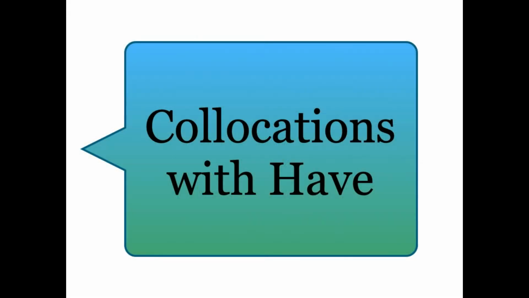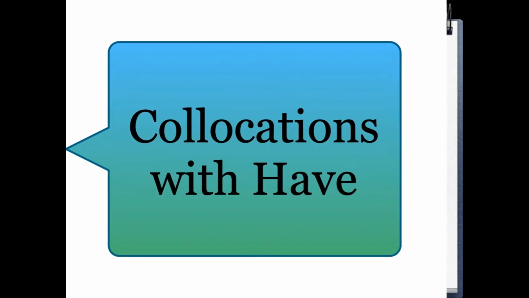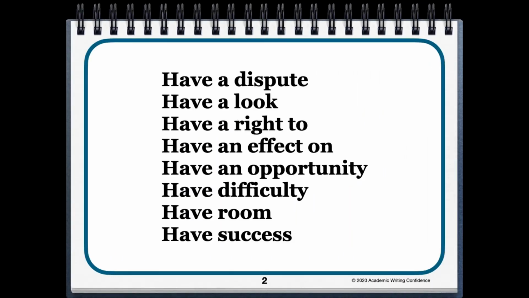There are several collocations with the word have that are useful in academic writing. Have a dispute, have a look, have a right to, have an effect on, have an opportunity, have difficulty, have room, have success. These are a few collocations with the word have that you can use in your writing. Let's look at each of these and put them in a sentence or two to help you learn how to use them.